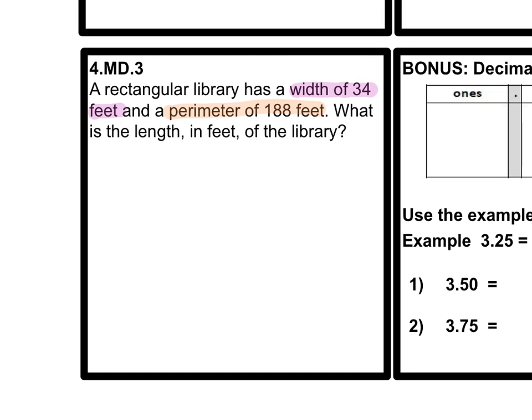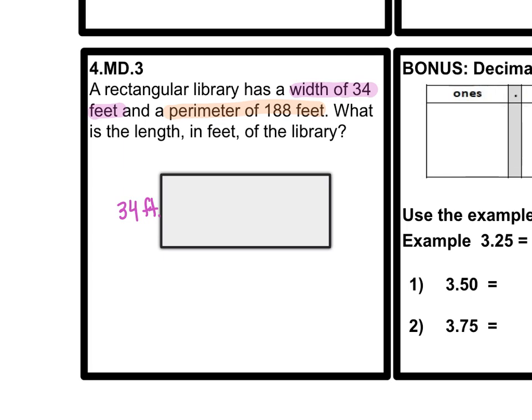So what I'm going to do here is go ahead and draw it out, because I always think it's helpful to draw something like this out so I can visualize it. Okay, so we were told that it has a width of 34 feet and its perimeter is going to be 188 feet. So what that means is that this side plus this side plus this side plus this side is going to give me a total of 188, not multiplying.